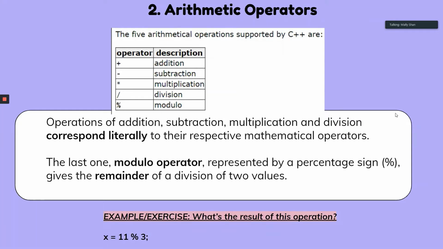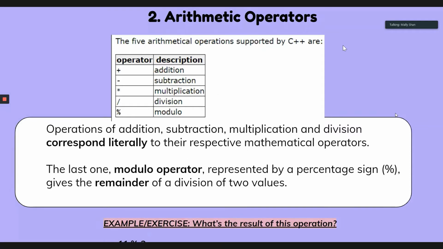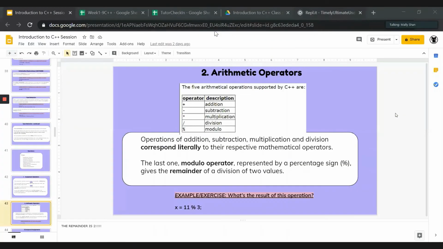So in this example exercise, all we're saying is we're going to divide 11 by 3, right? 11 modulo 3. So 3 goes into 11 3 times, right? Because 3 times 3 equals 9. And so our remainder in this division is 2. So the result of this operation, where we say x equals 11 modulo 3, is 2. So x would equal 2. So I'm going to show you an example, again, using Replit, and you guys can follow along yourself, or you can create your own programs.